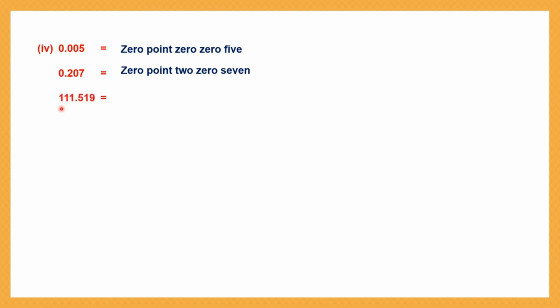Next one, 0.005. So we have it here 0.005. Then 0.207. This is not 207. We have to read each digit separately. Next one, 111. Whole number should be read fully. 0.519. So 111.519. 0.8.